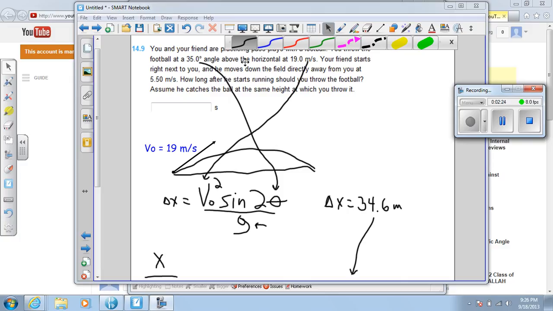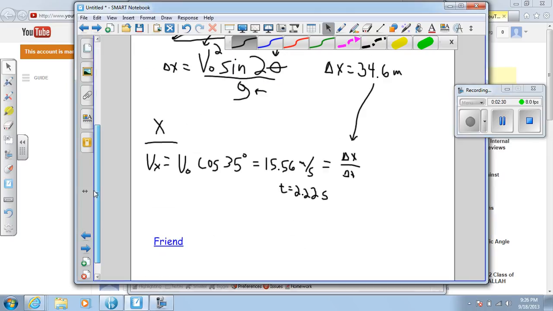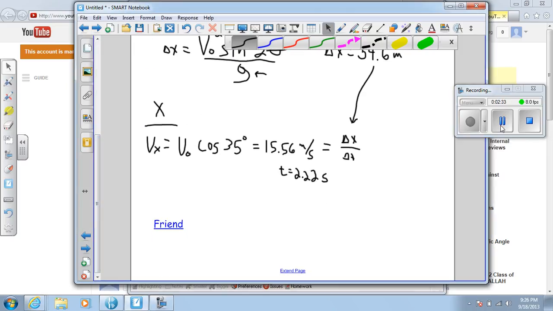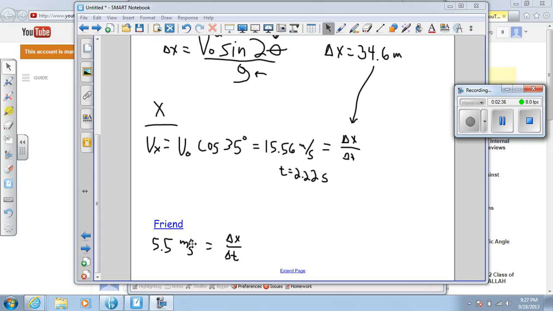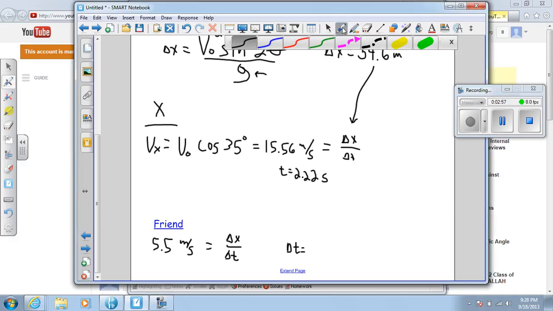Now, what about my friend? What I know about my friend is he's going directly horizontally in the x direction at 5.5 meters per second at a constant velocity. So that's pretty easy to deal with. Now he has to go the same delta x as the ball if he wants to catch it. So the ball is going to land 34.6 meters from where I throw it, so his delta x has to be 34.6. If I plug 34.6 in here and solve for his time, I get 6.29 seconds. That's how long it's going to take him to run that same distance.